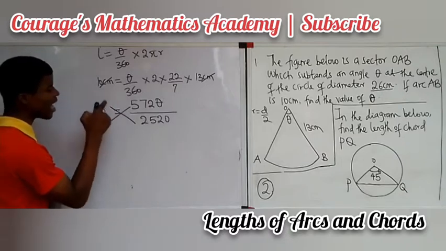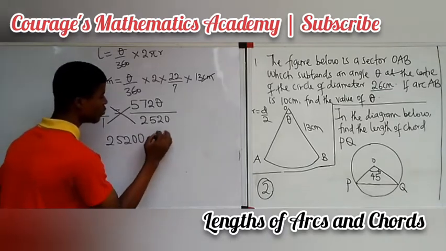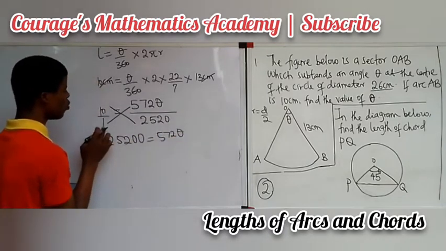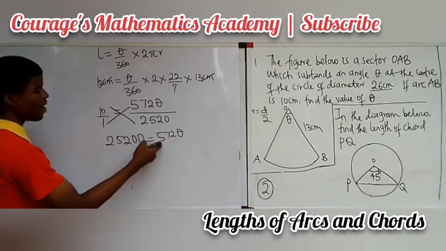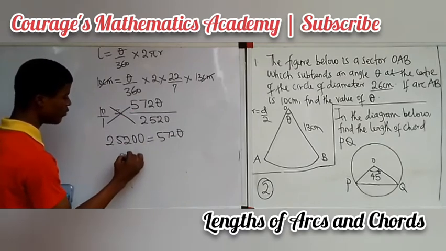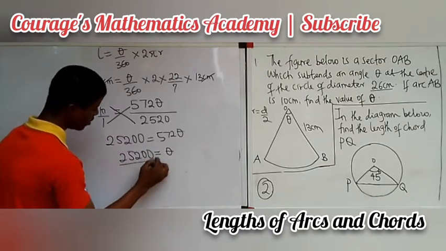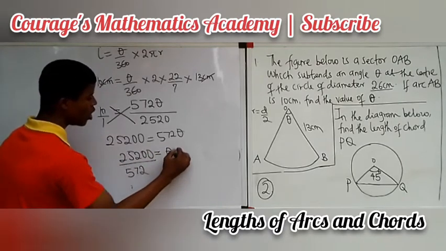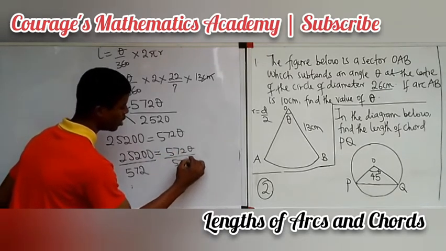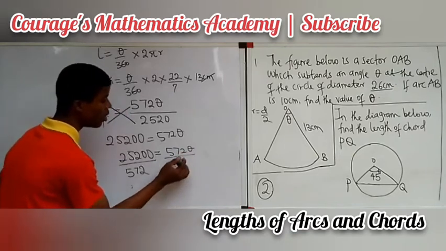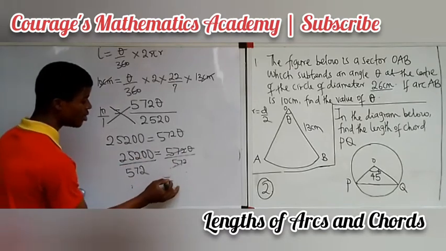Now, 10 times 2520 is 25200, which is equal to 572 theta, because 1 times this will give me this. Good. So to free theta now, I will divide both sides by 572. So 25200 divided by 572 is equal to theta. The 572 in 572 theta over 572 will cancel, so now I have theta left.